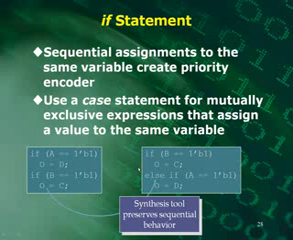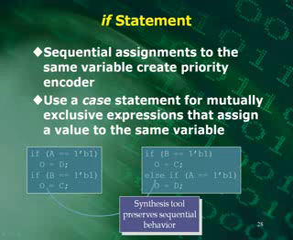Sequential assignments to the same variable create a priority encoder. So here you see that I said if A equals 1, output equals D, and if B equals 1, output equals C. Okay? So when you write it like this, it actually produces this, but I prefer that you do this and not this. But be aware that you can do this.